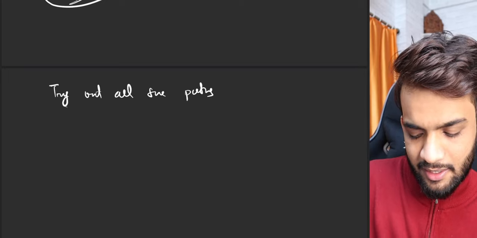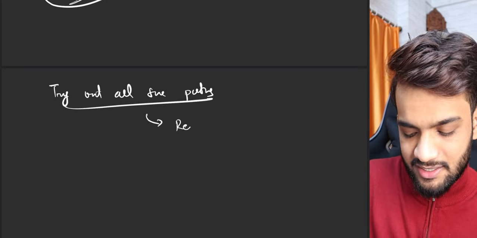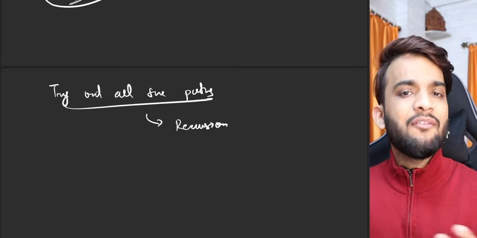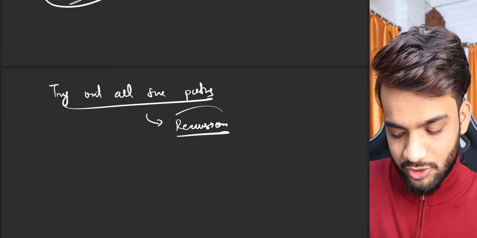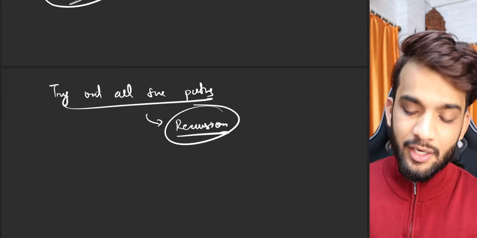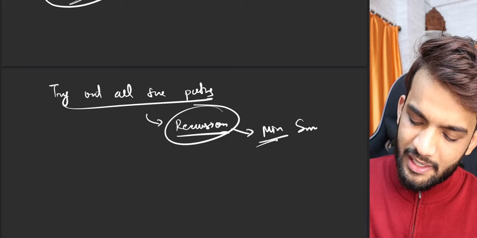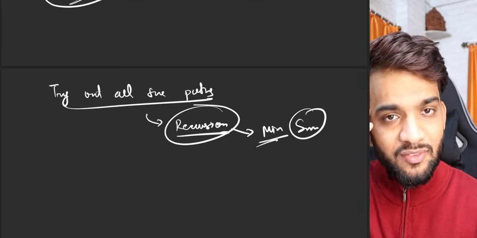And how do you do that? Again, very simple. We have just one way to try out all the paths, that is, we travel through all the paths, and that can be done using recursion. By using recursion, you need to find the path which gives you the minimum sum. And once you have done this, you are done.